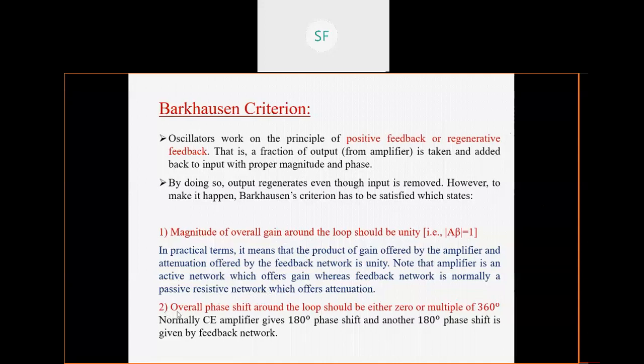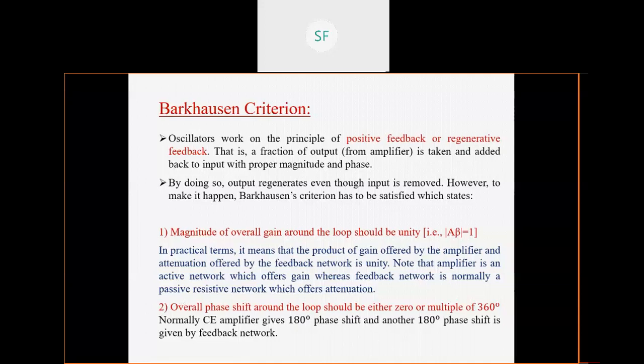Now the second condition is that the overall phase difference around the loop should be either 0 or a multiple of 360 degrees. Overall phase shift around the loop should be either 0 or 360 degrees. So this is the second condition. The second condition talks about the phase shift.